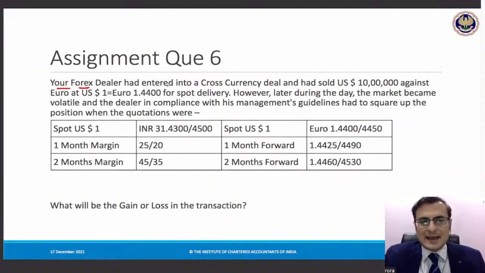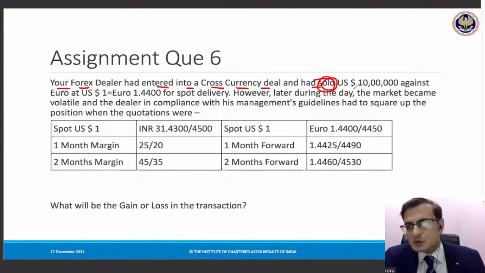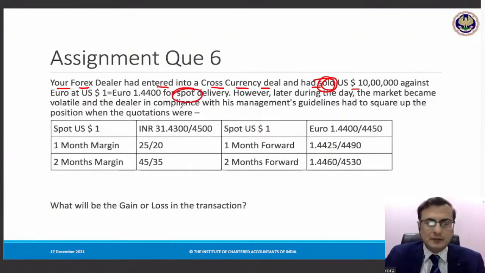Your forex dealer has entered into a cross currency deal and had sold. Okay, this you always have to remember in the exam. How much has he sold? Has sold 10 lakh dollars. The rate which is given for spot delivery. Okay, so as you know, there are two rates. One is a spot and one is a forward.